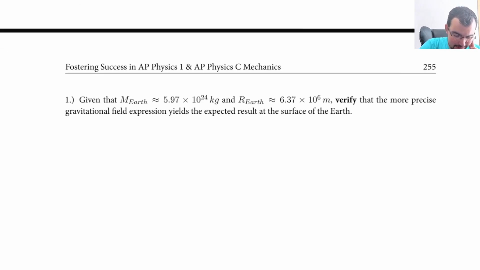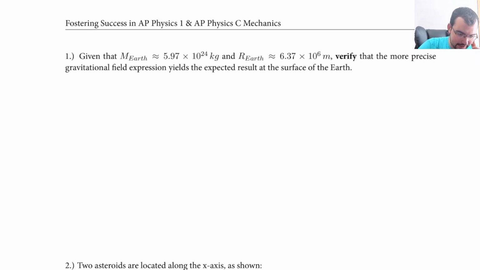So first, let's make sure that we do get the result we expect out of this formula. Given that the mass of the Earth is that and the radius of the Earth is that, verify that the more precise gravitational field expression yields the expected result near Earth's surface. We know that near Earth's surface, the expected g value is 9.81 meters per second squared, or sorry, I should say newtons per kilogram, although they are the same.